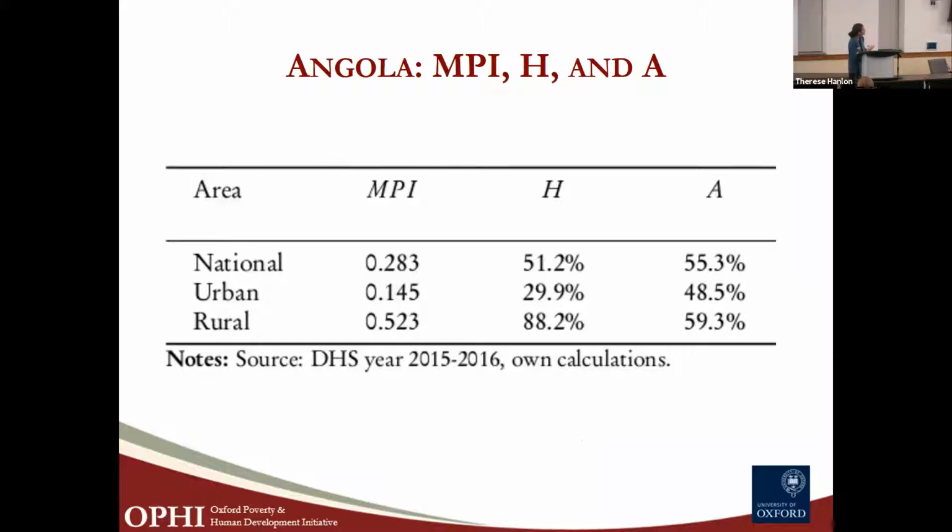And what you can see very vividly is that rural poverty is much higher, with 88% of people in rural areas being poor and 30% in urban areas. And the intensity is also higher in rural than urban areas. That phenomenon is very common, as we'll see. But the combination of a higher incidence and a higher intensity means that rural poverty is just far, far greater than urban when you measure it multidimensionally.